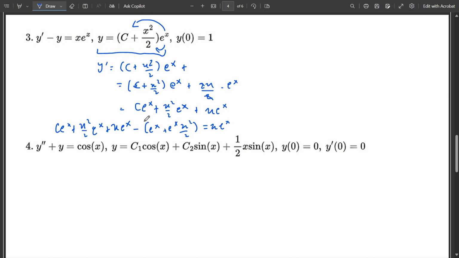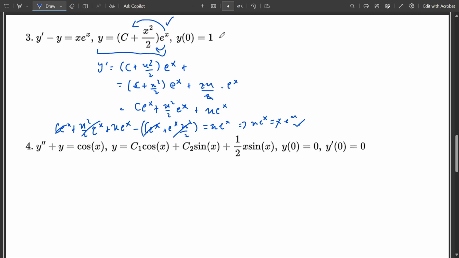So this is brackets here, and this one cancels with this one. Yep, c e to the x minus c e to the x, and this one a half. Yep, this one cancels with this one, and we are left with x e to the x equals x e to the x, which is true. And so this is a solution to this differential equation.